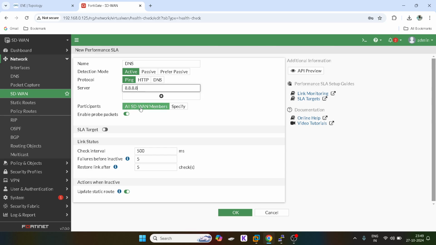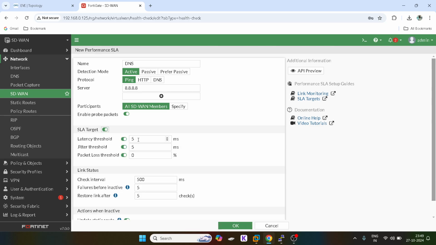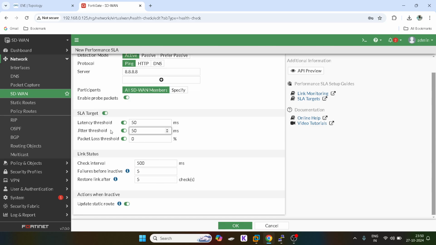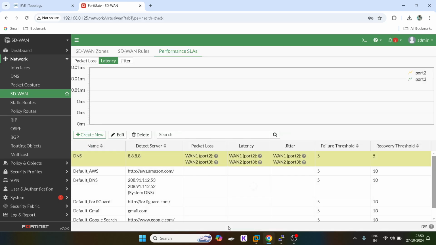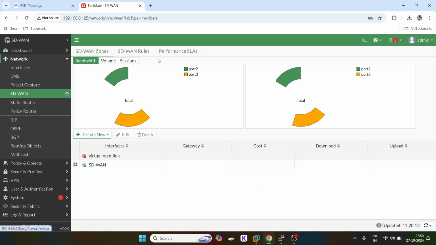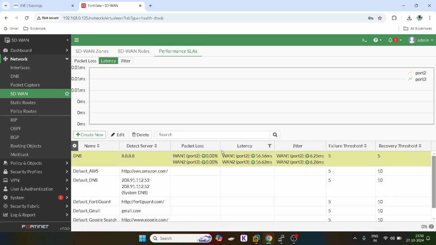Global DNS, I want all the SD-WAN members. SLA target will be 50 ms, 0% packet loss. Latency should be 50 ms, jitter should also be 50 ms. It will take some time. You guys can see.